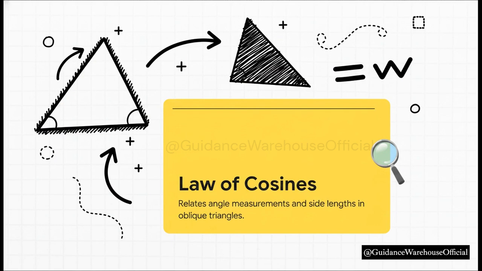Now, the formal definition here might sound like a bit of a mouthful, but the absolutely crucial takeaway is that this is essentially just an expansion of the Pythagorean theorem. Actually, it's often called the generalized Pythagorean theorem. It defines the relationship among angle measurements and side lengths in these tricky oblique triangles. Let's look at how this actually works in practice.